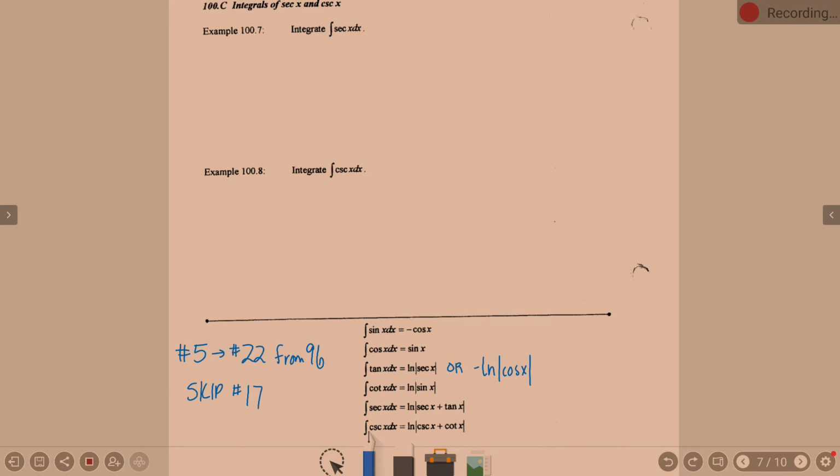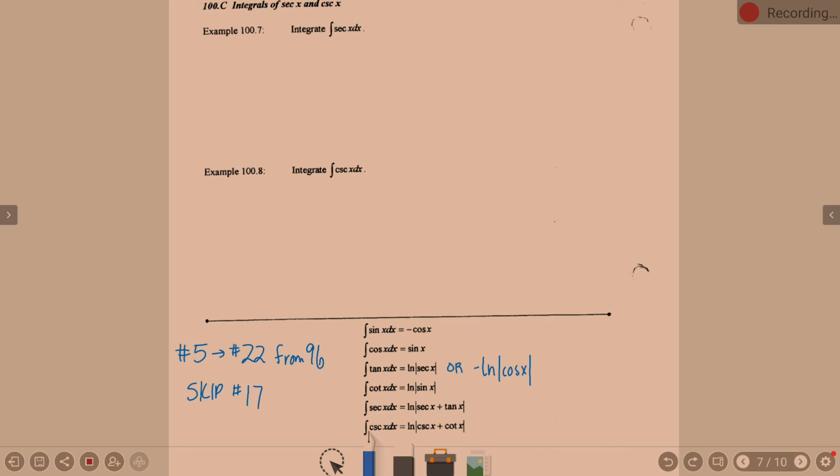Connection. I'm trying to think of a good connection here. What do you know about the derivative of secant x? Because we've got to talk chain rule type stuff here. What do you know about the derivative of secant x? Tangent x, secant x, right? So there are a secant x and a tangent x involved. That connection didn't work exactly like I wanted it to.